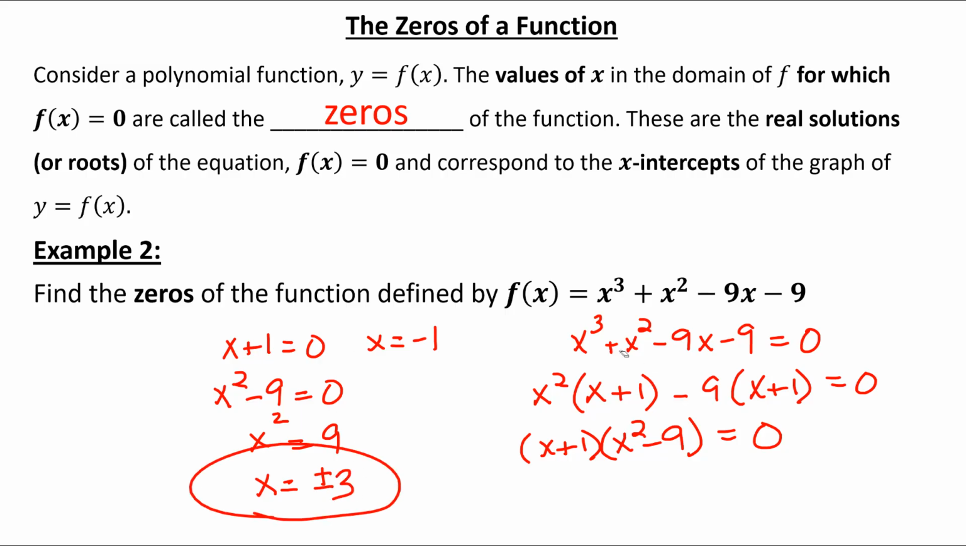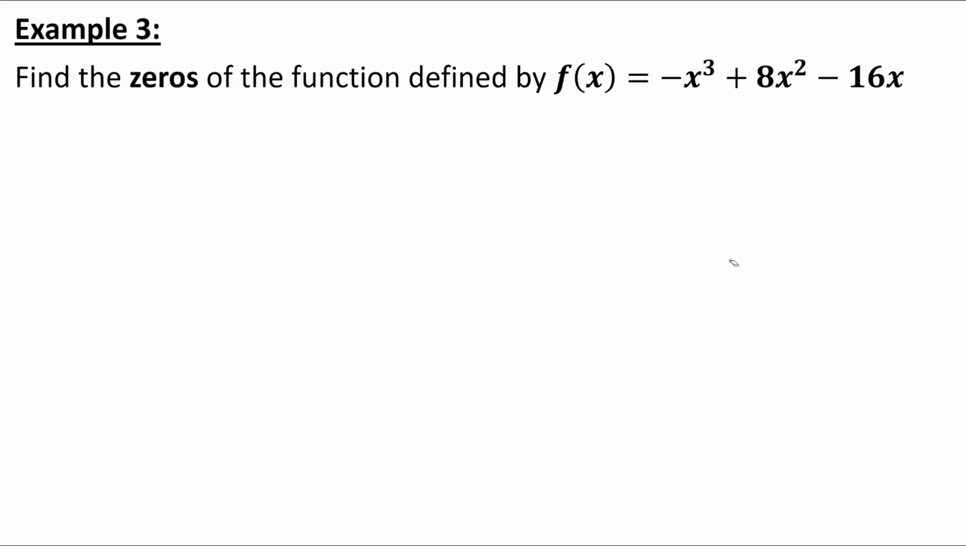So there are 3 zeros of this function, and that's as it should be because the highest power on x is 3. You should expect 3 zeros. They won't always be real zeros. This one has 3 real zeros. So those would be called the zeros of the function, and those would be the places where that graph crosses the x-axis.